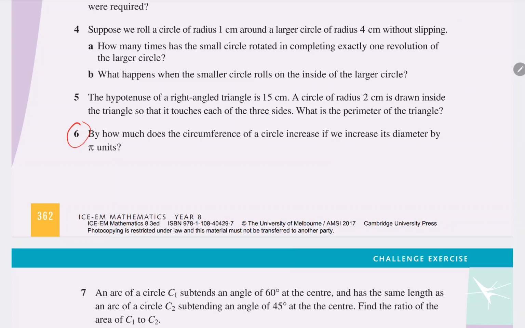Is it just diameter times pi? How much does the circumference increase if we increase the diameter by pi units? So diameter times pi and then? Diameter plus pi? Hmm? Is it plus pi? Plus pi and then?